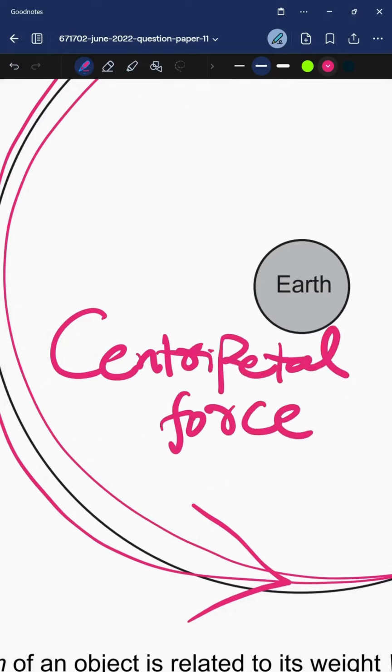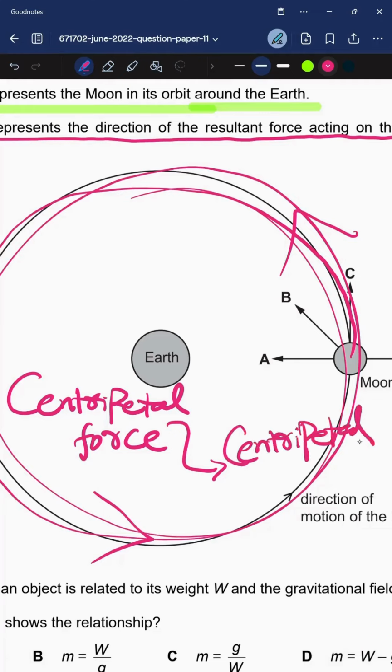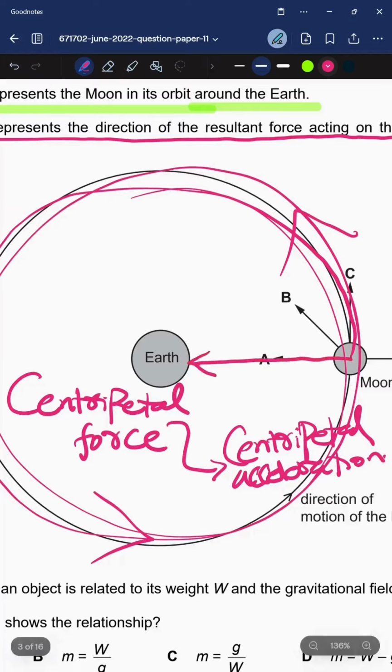If there is no centripetal force, then an object cannot sustain its motion in a circle, right? And then as a reaction to the centripetal force, there will be a centripetal acceleration, right? And why are they called centripetal? Because it is always directed towards the center of the circle of the circular motion. So the moon is doing a circular motion around the Earth, and the center of its circular motion will be the center of the Earth, right?